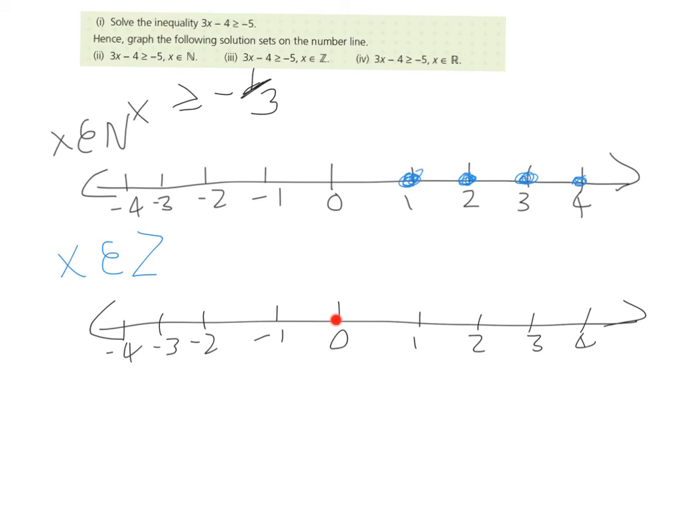So, well, 0 is an integer, isn't it? And it's greater than minus 1/3. So we shade in 0. 1 is also one. 2 is also one. 3 is also one. 4 is also one. And it goes on and on and on. Next, we're going to do our last one, where it was a real number. So again, draw out my number line.